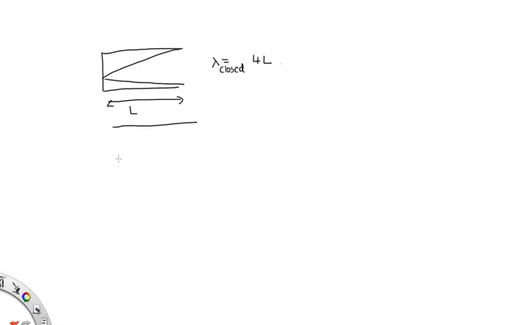The fundamental in the closed pipe looks like this. So if our pipe has length L, we have lambda for the closed pipe is equal to 4L. For the open pipe, once again with length L, our fundamental looks like this. So we've got half a wavelength, where here we had a quarter. So the wavelength for the open pipe is equal to 2L. So we can see that the wavelength for the closed pipe is 2 times the wavelength for the open pipe.